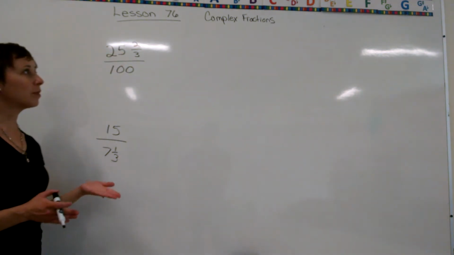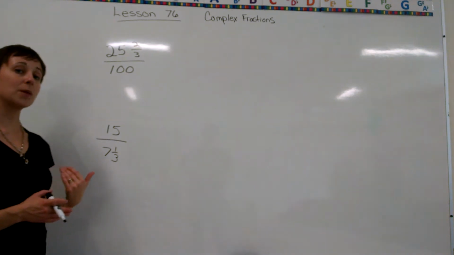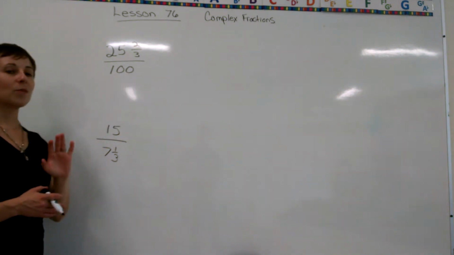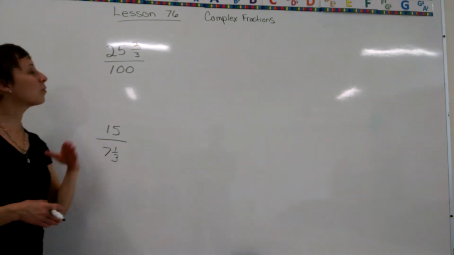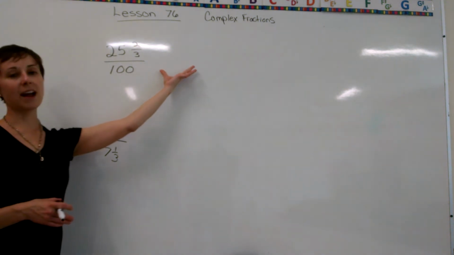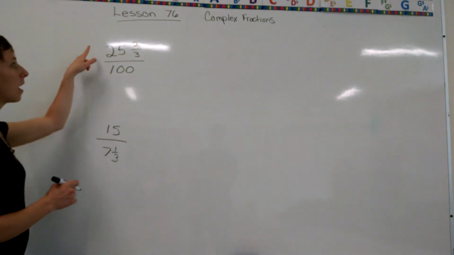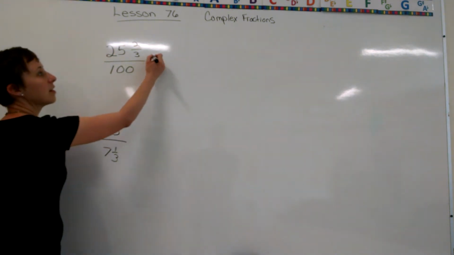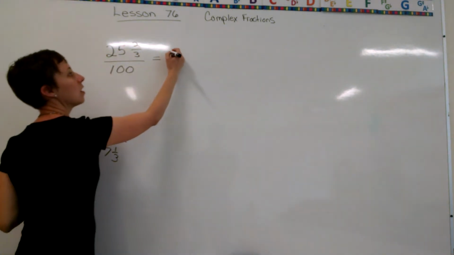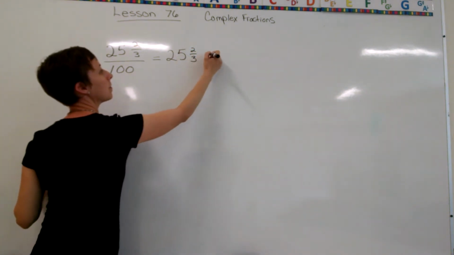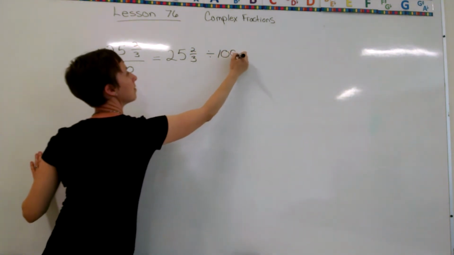If at any point in the problem you need more time to work this out, please push the pause button so that you can do that. Remember, in our last video, we learned that one strategy for solving these problems is to take our fraction and write it out like a division problem. 25 2/3 divided by 100. So this fraction would be equivalent to 25 2/3 divided by 100.